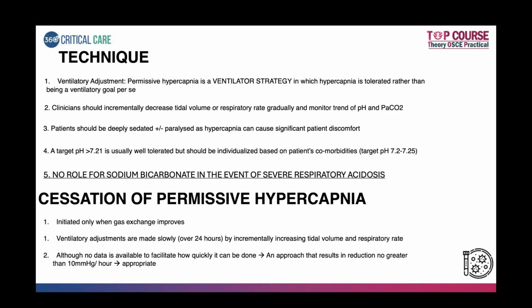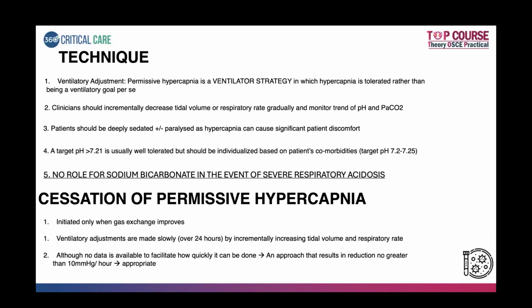So once you have managed the patient with ARDS or with acute COPD and the gas exchange has improved, that's when you are going to slowly come out of your permissive hypercapnia. It is initiated only when the gas exchange improves, and ventilatory adjustments are made slowly, that is over 24 hours, by incrementally increasing the tidal volume and the respiratory rate. Like I said, there is no hard and fast rule, but they say you go slowly. You slowly increase the rate by 1 to 2 breaths and increase the tidal volume by 25 to 50 ml.